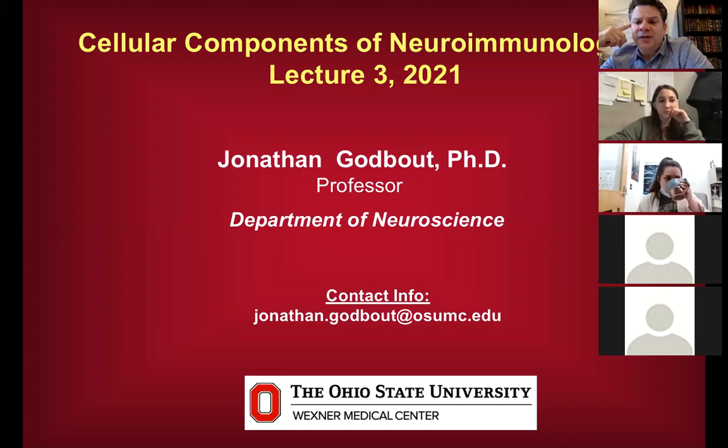And I want to make clear that there really is only one immune cell type in the brain, right? And that's the microglia.